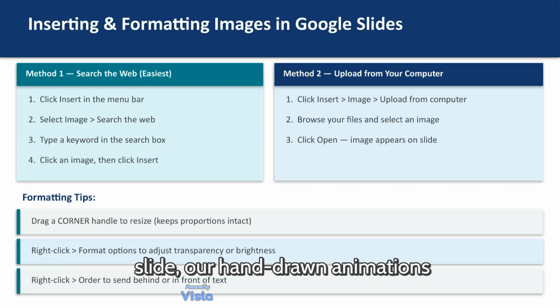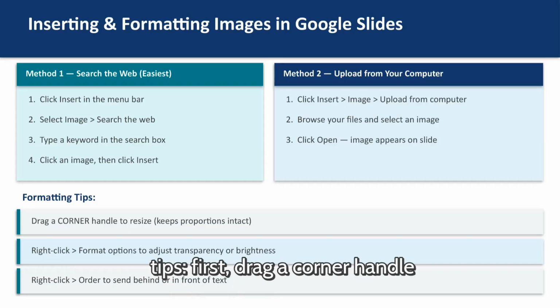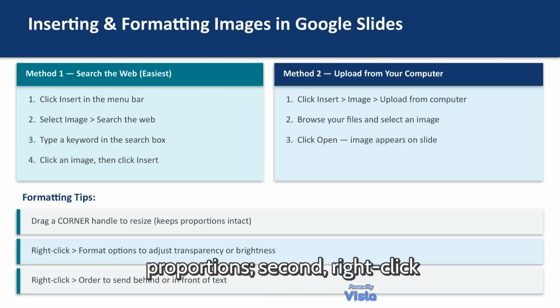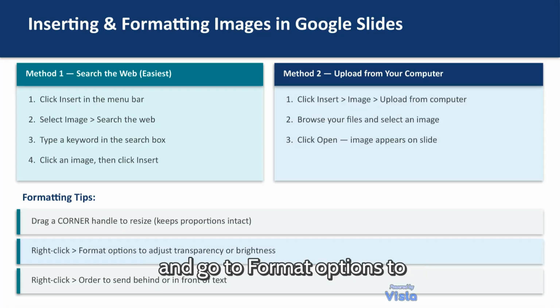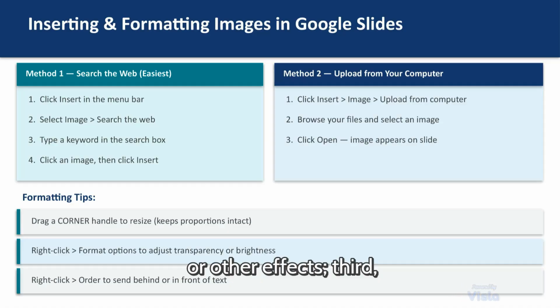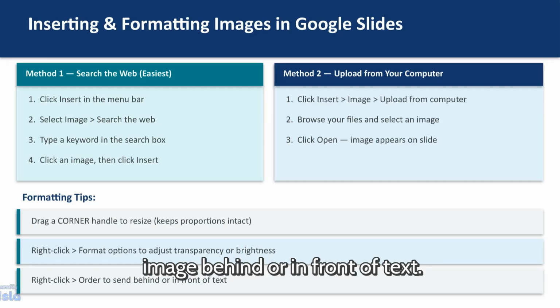Once your image is on the slide, our hand-drawn animations will highlight 3 formatting tips. First, drag a corner handle to resize while maintaining proportions. Second, right-click and go to Format Options to adjust transparency, brightness, or other effects. Third, right-click Order to send the image behind or in front of text.